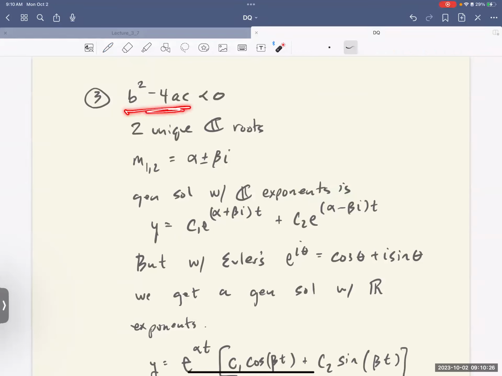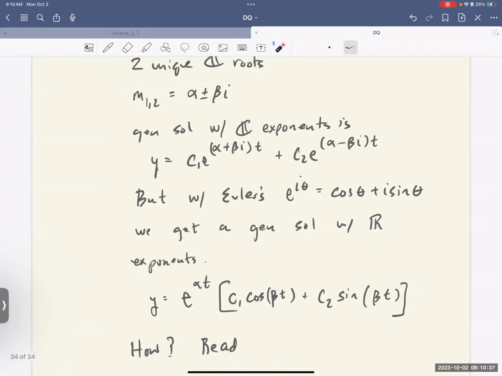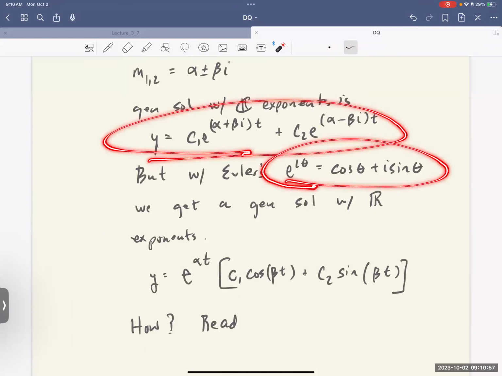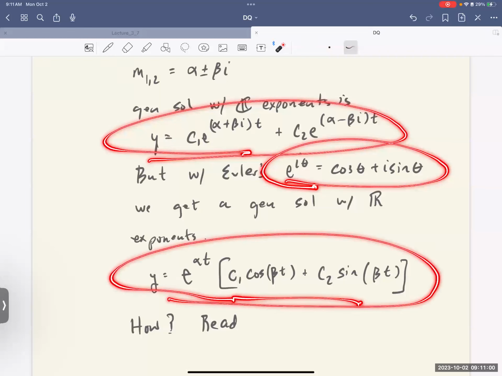If your discriminant is less than 0, then the thing inside of the root is negative. You get complex roots. You get two of them, alpha plus or minus beta i. They're complex conjugates. We've looked at that before. Since they're distinct, your general solution would look like this with complex exponents, but that is usually not accepted. So we use Euler's formula. e to the i theta is cosine theta plus i sine theta. If you apply Euler's formula, you get this as a general solution, and this uses real exponents in the alpha.